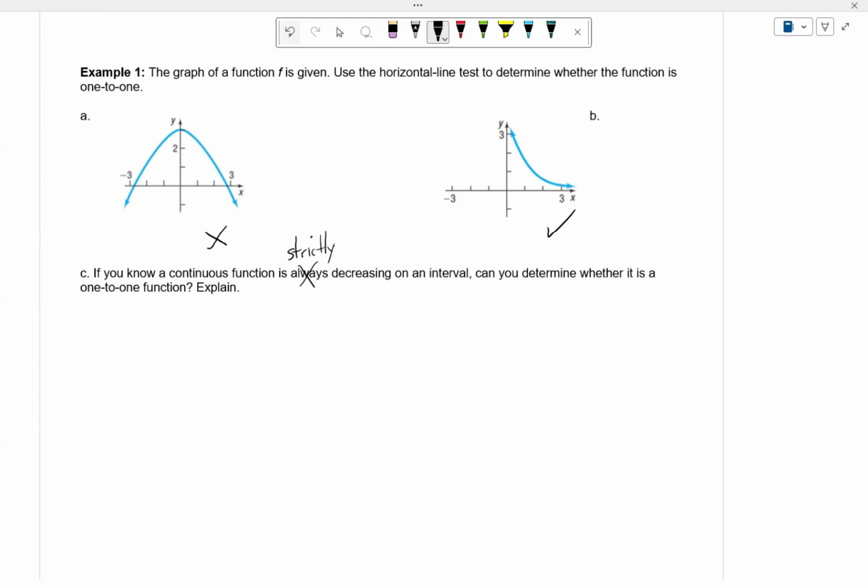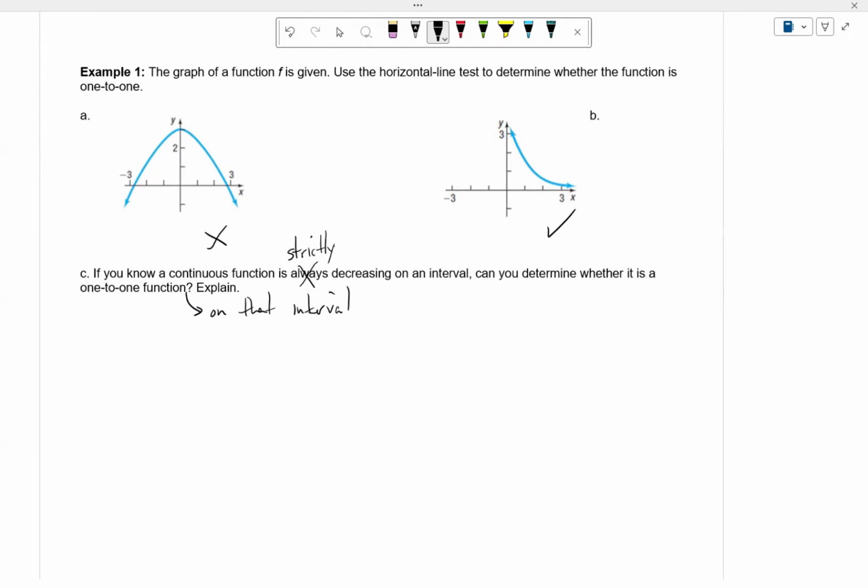Yeah, interval's a problem. Specifically, if you know the function is strictly decreasing on an interval, can you determine whether it is a 1-to-1 function? We don't know how long the interval is. So on that interval, that's all the functions. Exactly. Like sine is strictly decreasing on an interval, isn't it? But not always. Yeah, so it's not well worded.